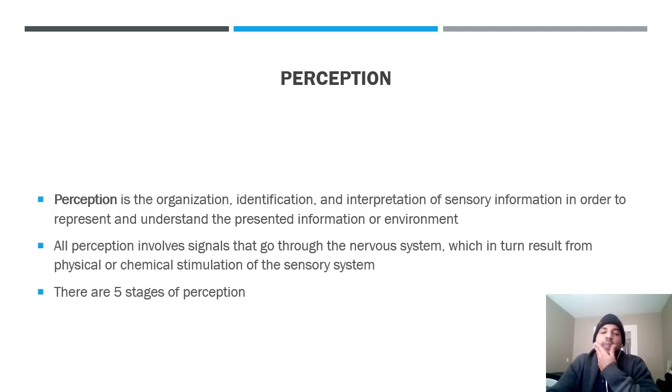Okay, what is perception? If you think about business, you have to think about perception, right? If you're trying to market globally or sell something, you have to understand what perception is. Perception is the organization, identification, and interpretation of sensory information in order to represent and understand the presented information or environment. So basically, perception is the way you organize your thoughts, the way you think, the way you feel, everything that goes on in your head while you are looking at something.